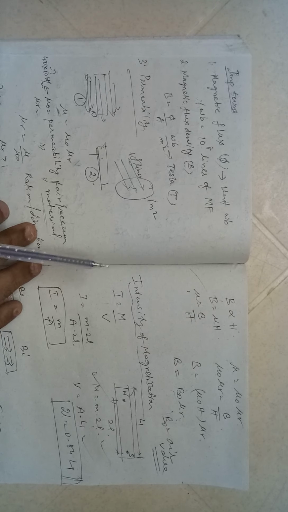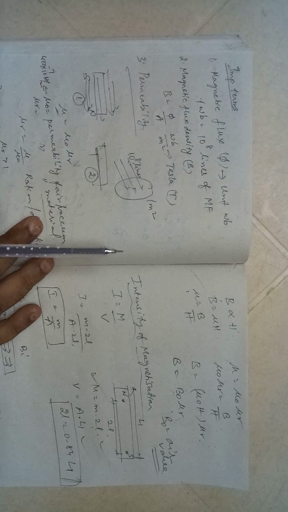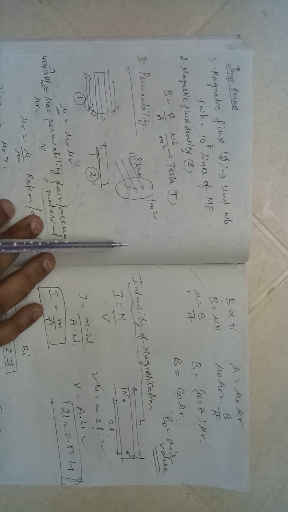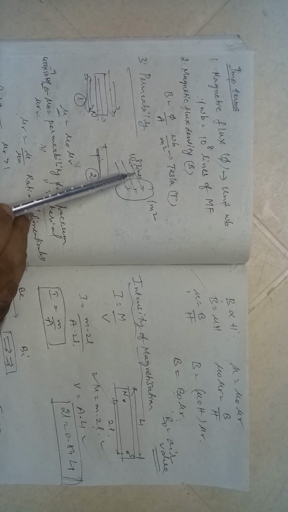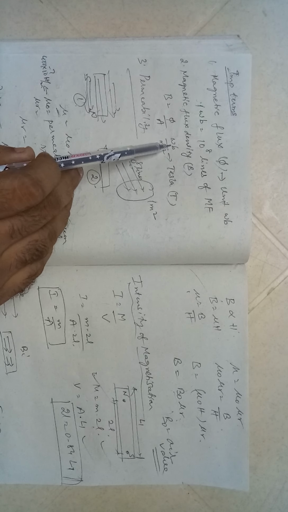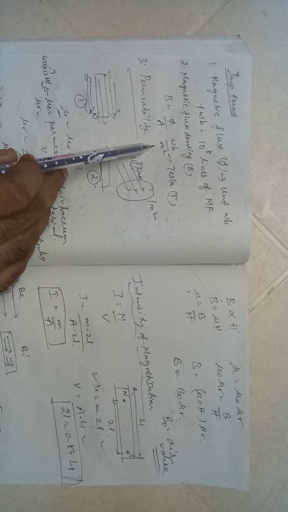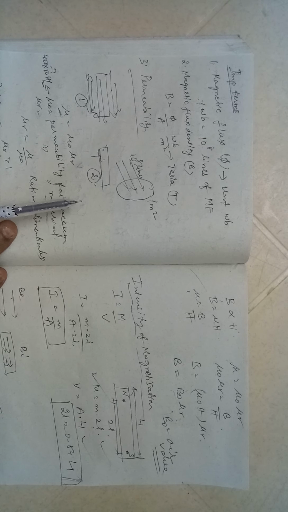Okay. Magnetic flux density, B. Now this is defined as how many lines are passing through unit area. If these 10 crore lines are passing through unit area, you will say that 1 Weber of lines are passing through 1 square meter. So this ratio is called Tesla, denoted by T.